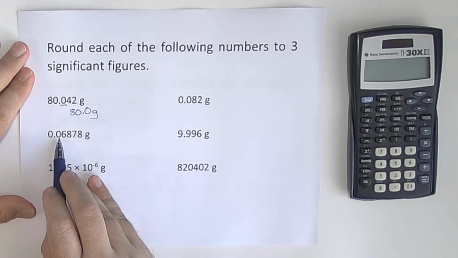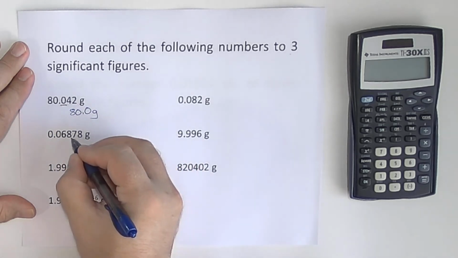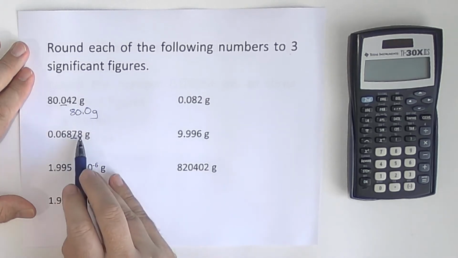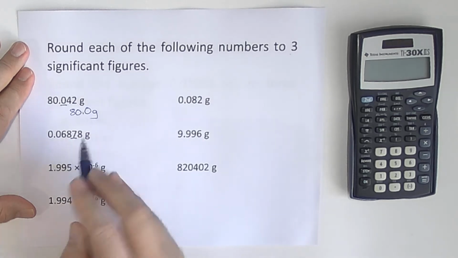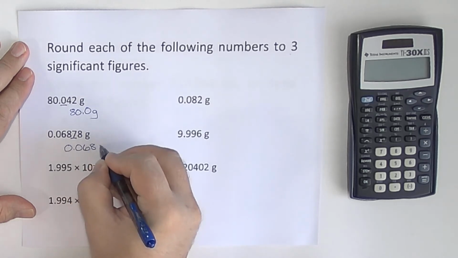Okay, leading zeros don't count. We start at the first non-zero digit, 1, 2, 3. We look to the digit 1 to the right. In this case, it's 5 or greater, so we increase that 7, and our answer is 0.0688.